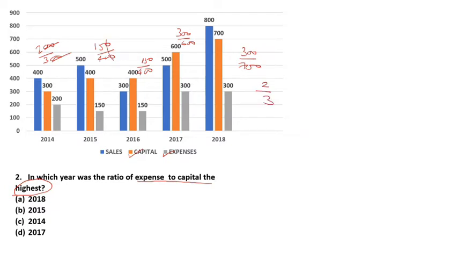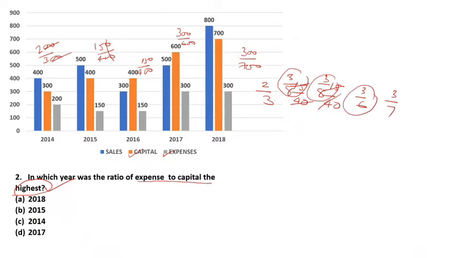Here you can cancel these two zeros, we will get 15 by 40. Here again 15 by 40. Here it is 3 by 6 and here 3 by 7. We want to find out which is the highest. This 15 by 40, I can make it 3 by 8, cutting with the 5. So we have 2 by 3, 3 by 8, 3 by 8, 3 by 6 and 3 by 7.